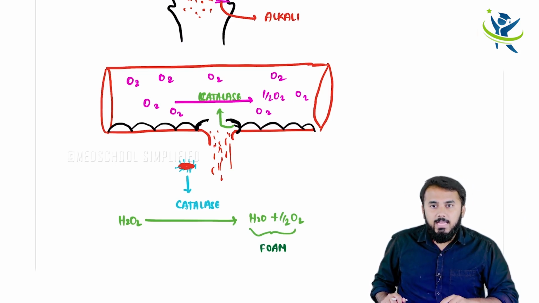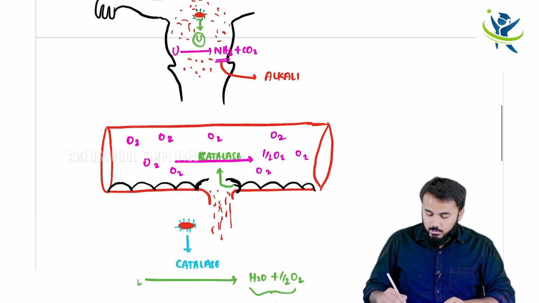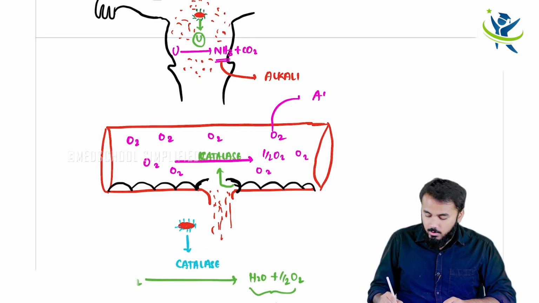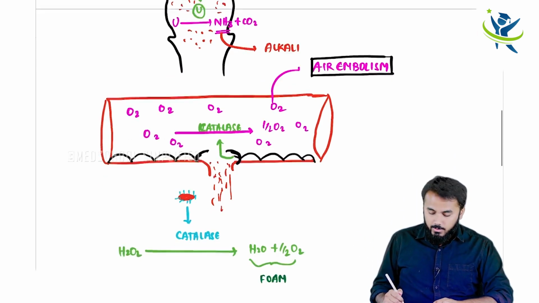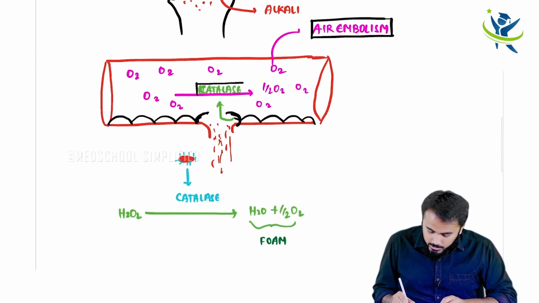So the patient will die of air embolism, right? So immediately the patient will die of air embolism. So what are the important things you need to remember? Never ever add hydrogen peroxide to deep cut wounds because it will lead to air embolism, right? So this is an important thing to understand.